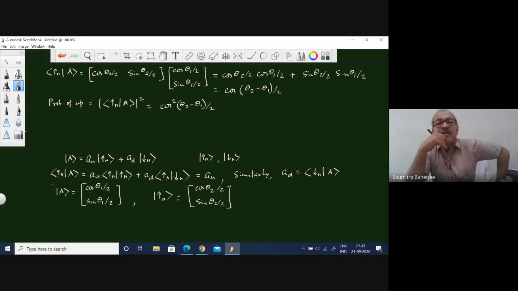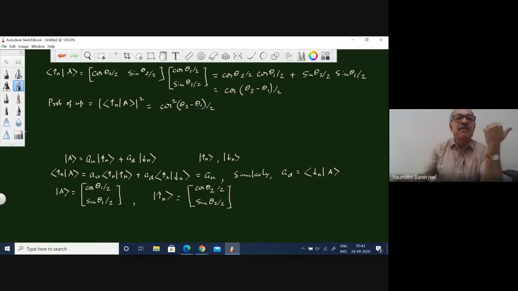And now it is clear that the very simple theory that we have developed explains why there is a cos square theta by 2 rule. Okay. Similarly, the probability of down will be sine square theta by 2. So this is how we sort of ensure the theoretical structure that we have developed.